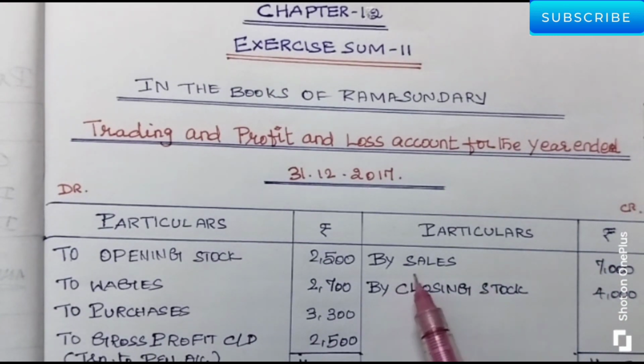If they have given sales returns, you have to enter the sales amount in the inner amount column. Then you have to subtract the sales returns from the sales. You have to enter net sales in the outer amount column. But in this exercise sum number 11, they didn't give sales returns. So you enter this "By sales" directly in the outer column, 7000 rupees we entered.